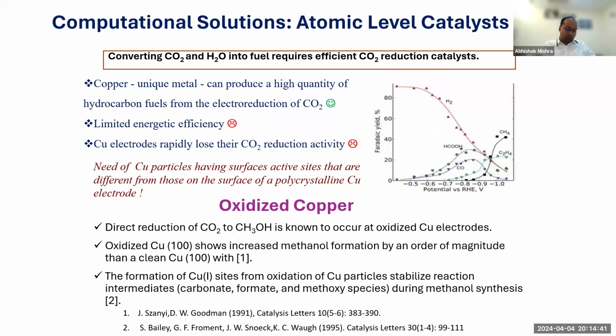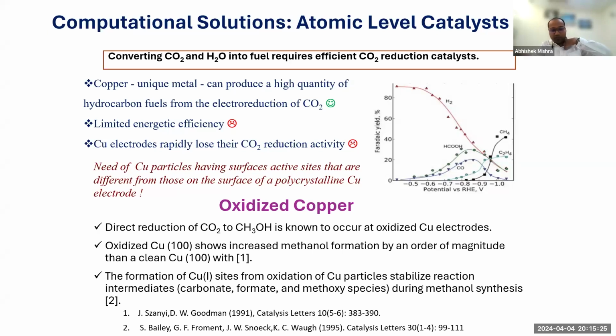And so the first detailed analysis I'll be presenting is on the copper oxides. The reason why we chose copper oxide based materials for such application is that if you look at the literature, there is only one metal, which is copper, that can produce a large number of hydrocarbons, but it suffers from some serious issues, as I mentioned here: the limited energetic efficiency, and the copper electrodes rapidly lose their CO2 reduction activity. So if we can have electrodes with copper particles like these, they differ from the pristine polycrystalline copper. That was the main goal here.